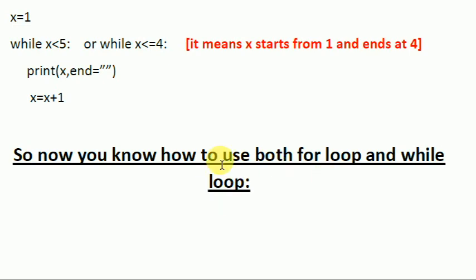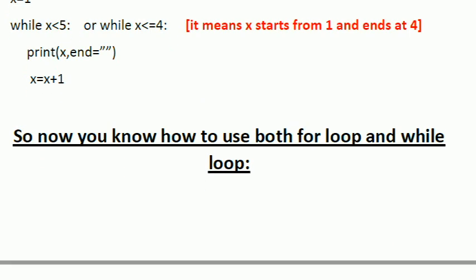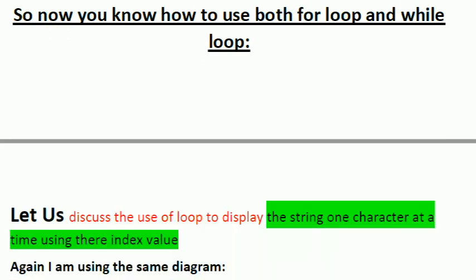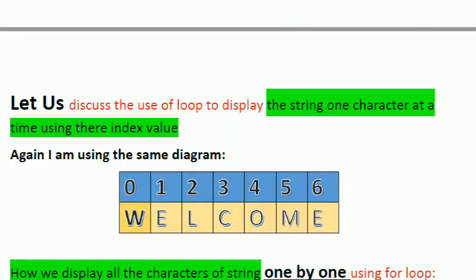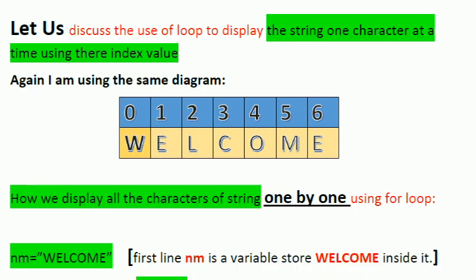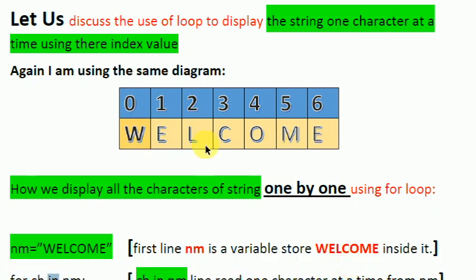Now let us discuss how we are going to use the loop with strings. So let us now focus on strings. We are going to use the same string, welcome, and I have already put it in our boxes, and above it 0, 1, 2, 3 are the index values. You already know that we can extract the characters from the string by using these index values 0, 1, 2, 3, 4. We are going to display all the characters one by one by using the for loop.